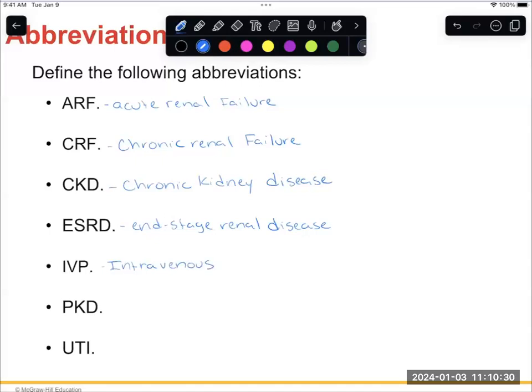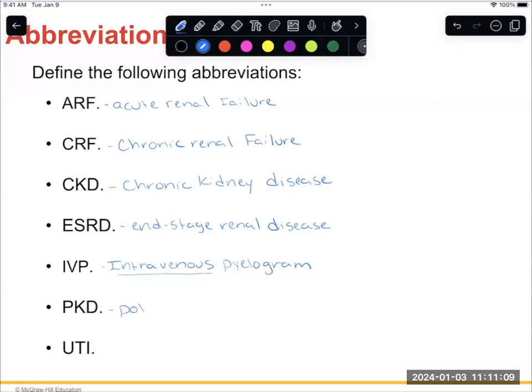IVP, intravenous pyelogram. This is that use of dyes put in through the veins to help take x-rays that light up the kidneys, the ureters, the bladder, to help kind of light up that whole urinary system. A lot of these dyes, you need to know what dyes are being used, especially if you have shellfish allergies. Some of these dyes contain products from shellfish, which can cause severe allergic reactions in people who have those.